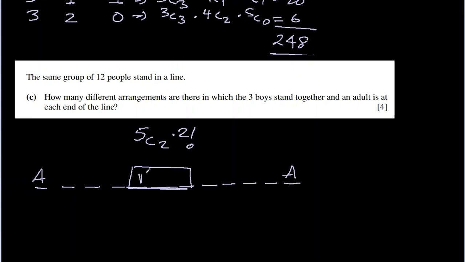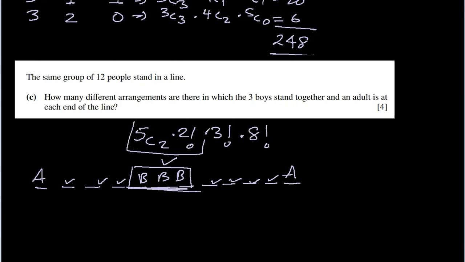So these 3 boys, B1, B2 and B3, they can change their places with each other also. So we'll have 3 factorial in this box, right? But now this box will move with each other only. The 3 will be counted as 1. So how many are there now? 1, 2, 3. This is fourth, 5, 6, 7, 8. These 8 places can be interchanged. So we will put 8 factorial here as well.